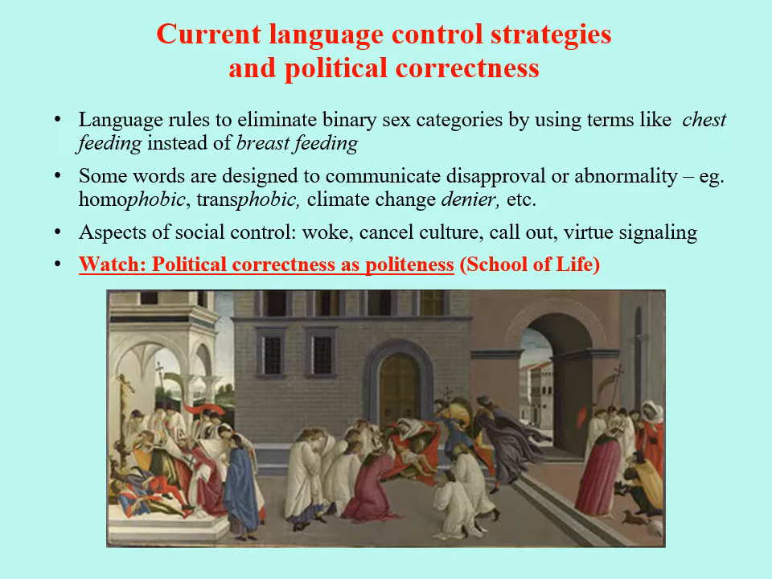Another interesting way in which people use language to influence thinking is that some words are explicitly designed to communicate disapproval or abnormality of attitudes which are considered to be politically incorrect or unacceptable. For example, if you take a word like homophobic, that actually means a pathological fear of sameness, which is totally meaningless. What it intended to signal by using the word phobia is that any negative attitude towards homosexuality should be considered a clinical case, abnormal and to be condemned.